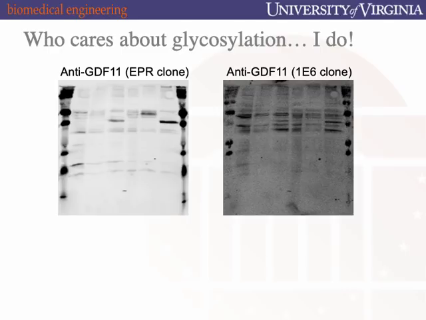But since we knew that it had an N-linked glycosylation site, and we knew that N-linked glycosylation is going to add weight to the protein, it's going to retard the electrophoretic mobility of that protein on the gel, and also smear out that protein because each one of the GDF11 molecules is going to be glycosylated to a different extent. We wondered if we stripped away those sugar modifications, could that help clarify what was going on with these different antibodies?